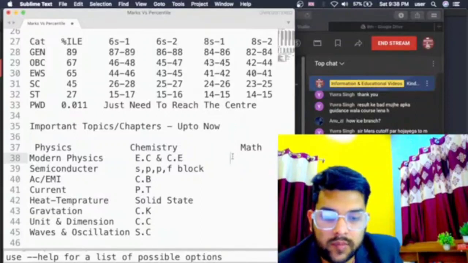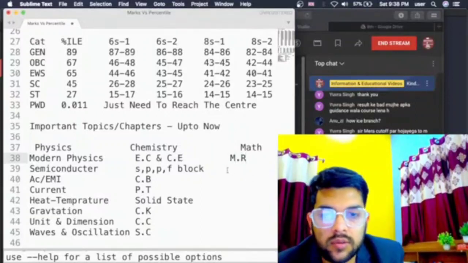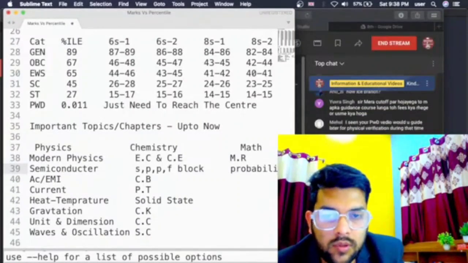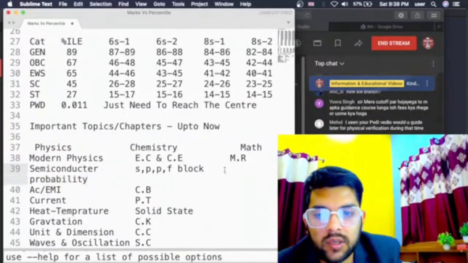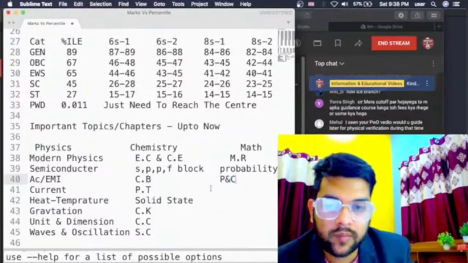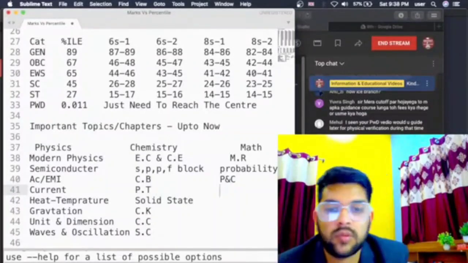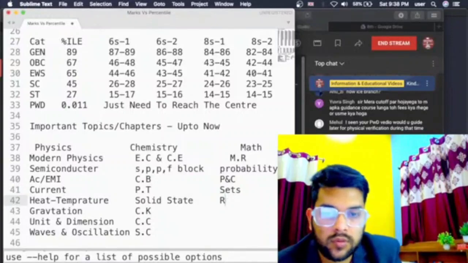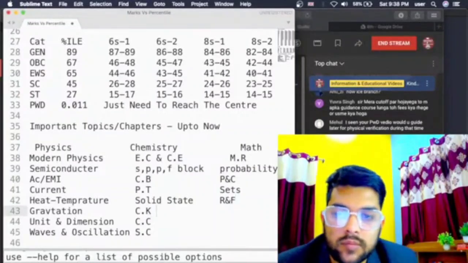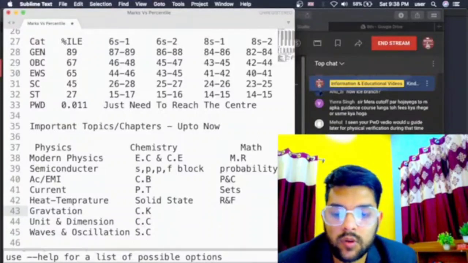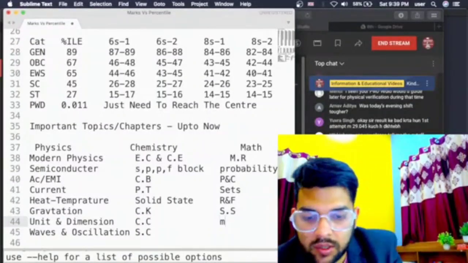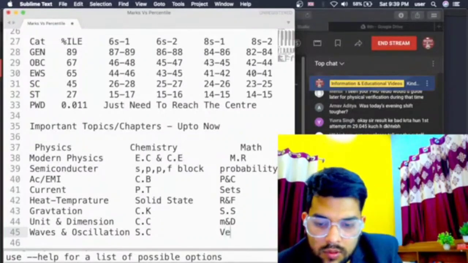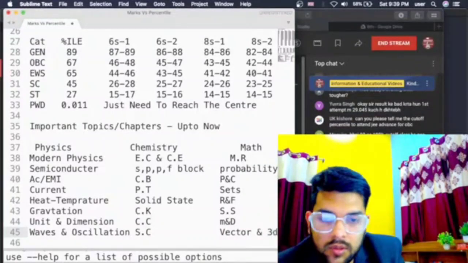Now coming to mathematics: mathematical reasoning, probability, P and C as well. Sets, relation and function. Also sequence and series, matrices and determinants. Next is vector and 3D. That's it.